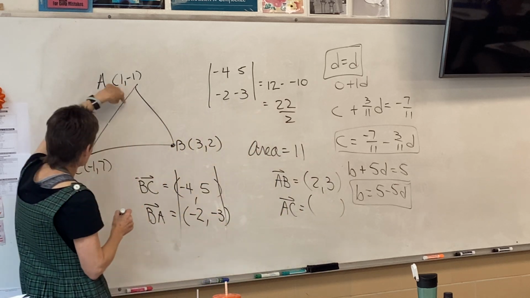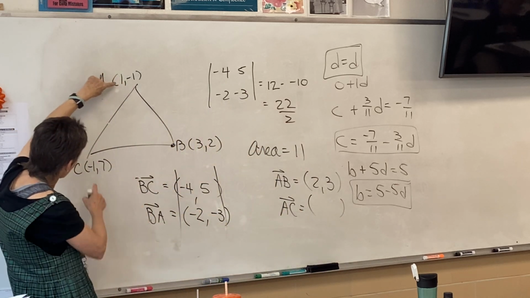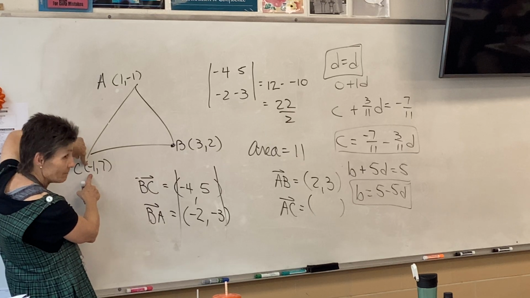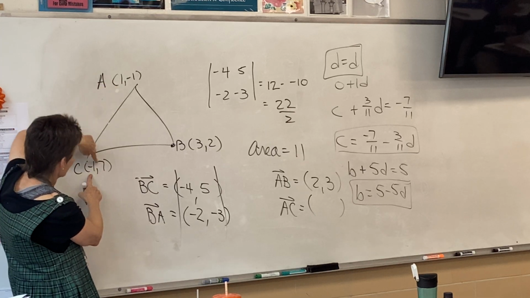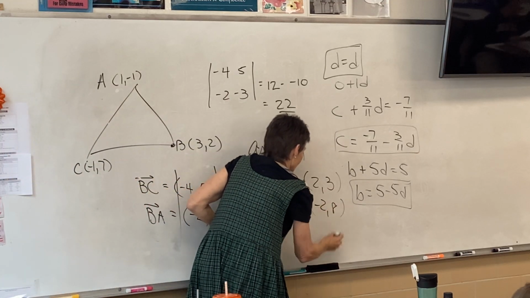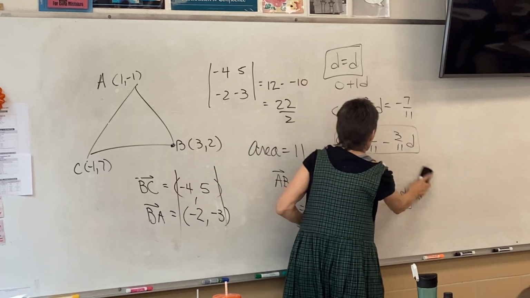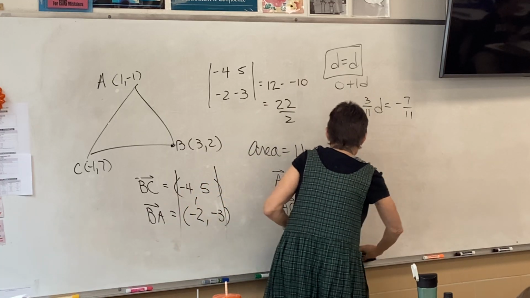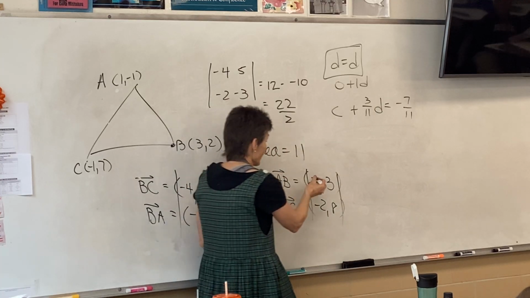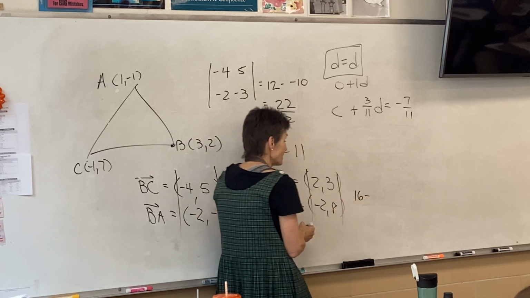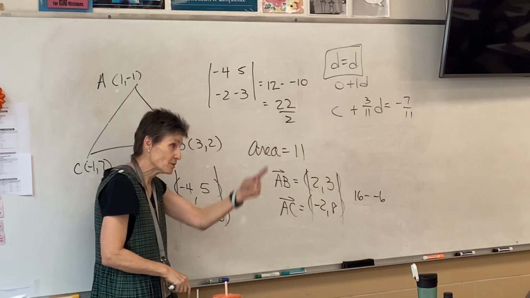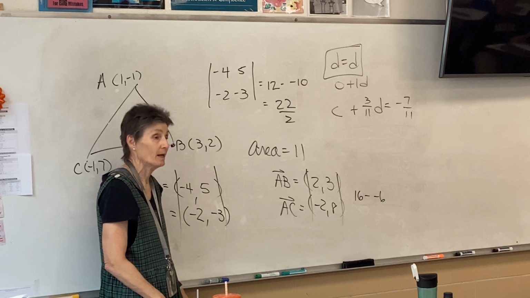And AC would be -2 and 8. Oh, this is if we pick different points? Yes. Now, let's find that determinant. So that'll be 16 minus -6, which is 22, and half of 22 is 11.